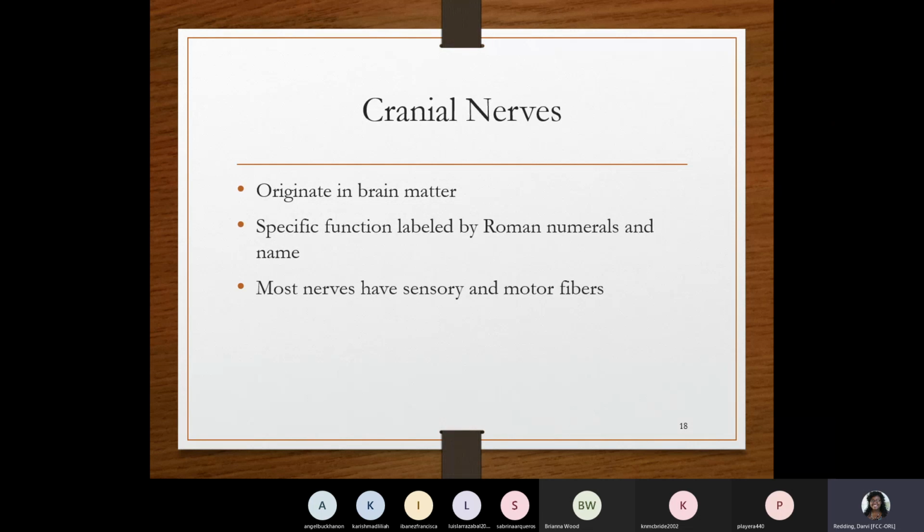And so the cervical nerves are C1, 2, 3, 4, 5, 6, 7, and 8. Then the thoracic nerves are represented as T1, T2, T3, T4, all the way through 12. And then the lumbar nerves go all the way from L1 to L5, and these are examples of the primary functions of the cranial nerve.